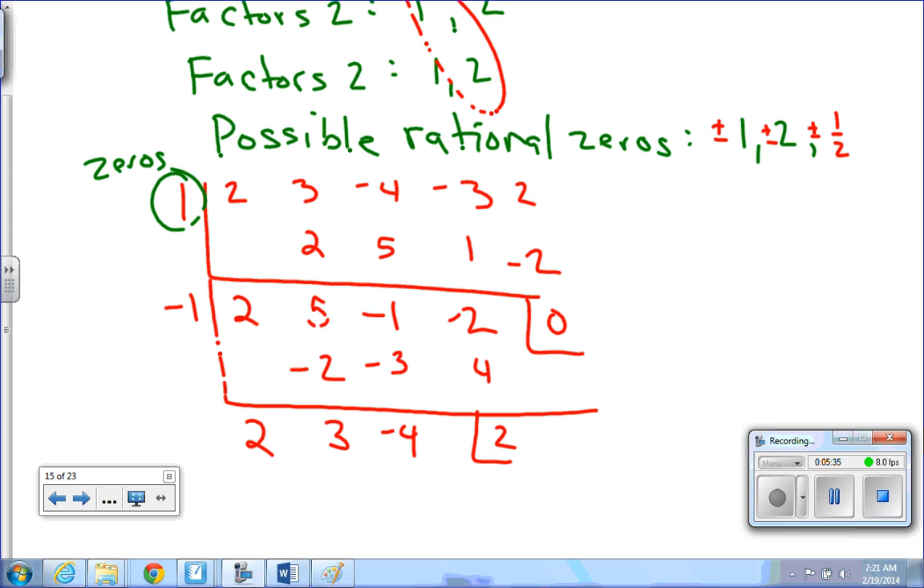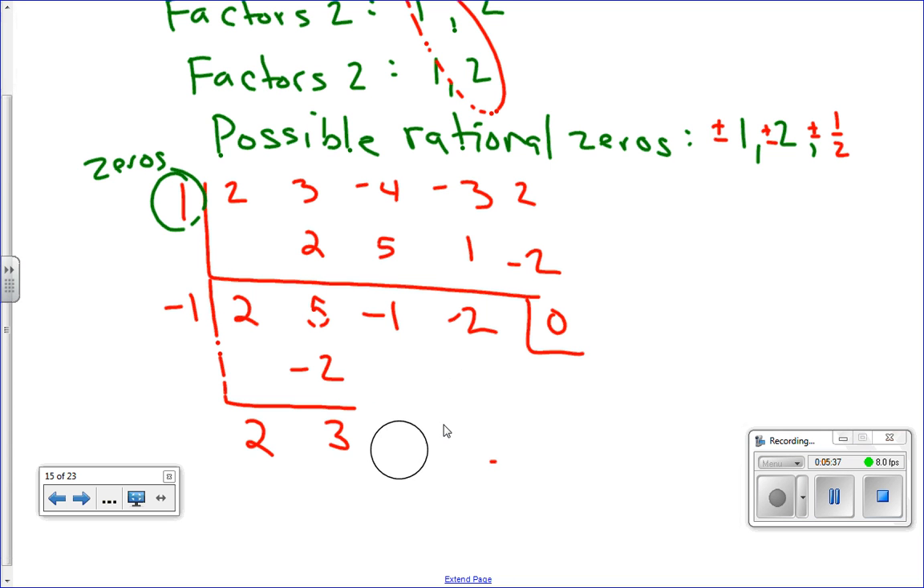All right, checking my signs here, I see a mistake. Let's fix that. This mistake is right here. This should be a +1. Now, it doesn't change the fact that 1 is still a 0, but it will change the fact that -1 is not. So, doing the arithmetic again, I get 2.